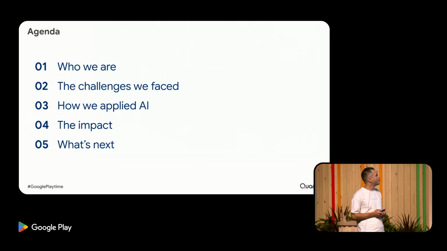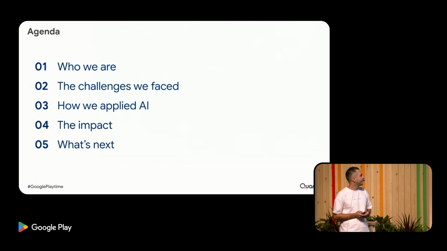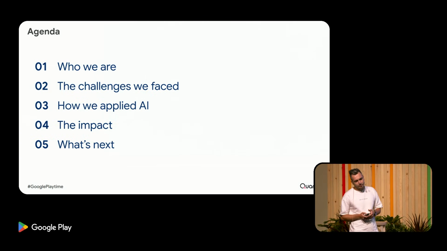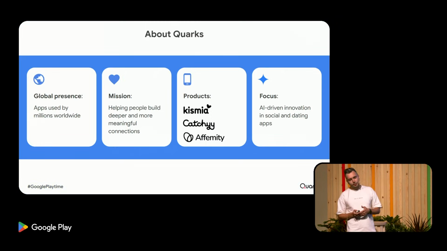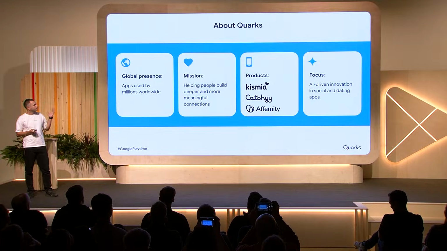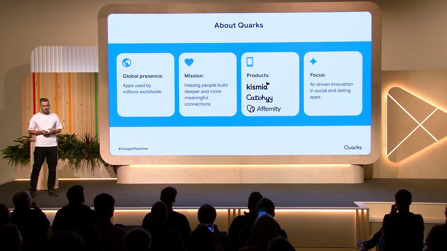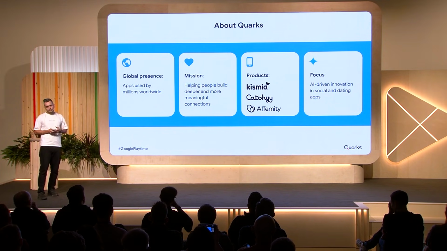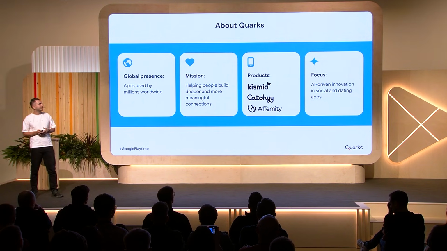I'll tell you who we are, the challenges we faced, how we applied AI, and the impact we got, and I'll finish with what we are planning next. So who we are? Quarks is a product company, and we build applications like EMEA, Catchy, and Affinity. Our mission is simple. We are helping people to build deeper and more meaningful connections online. To achieve this, we focus on AI-driven innovation in social and dating apps.